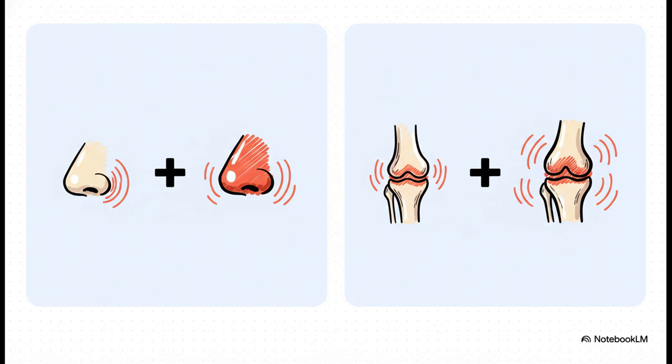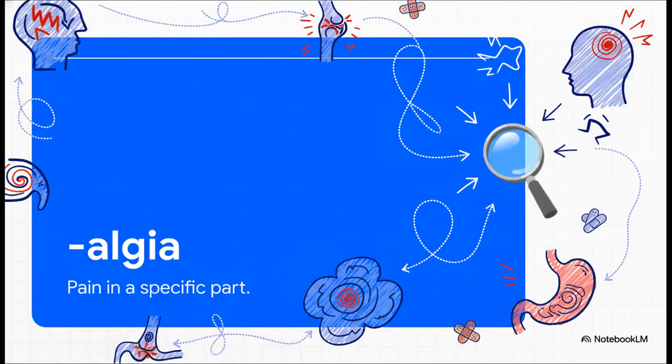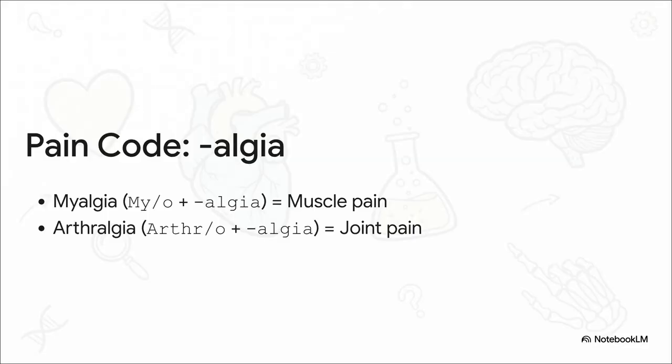You're reading the code. Here's another incredibly useful one: algia. This suffix is basically your code word for pain. So anytime you spot algia at the end of a term, you know right away it's talking about an ache or pain somewhere specific in the body. And what's so cool is that the pattern is just rock solid. Myo is the root for muscle, which makes myalgia muscle pain. And we already know arthro means joint, so arthralgia is, you guessed it, joint pain. It really is a formula. Root plus suffix equals the meaning.